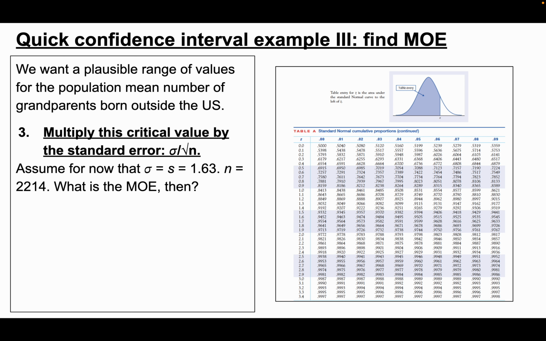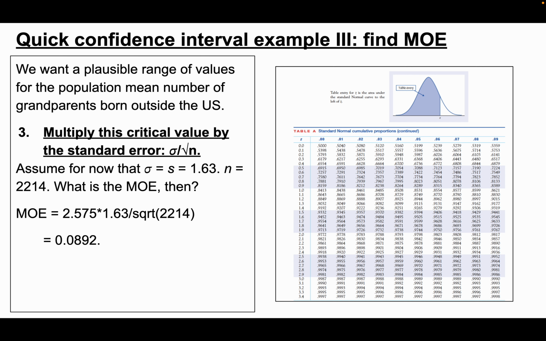So now we multiply the critical value by the standard error. Assuming for now that sigma is equal to s and we know this, s is equal to 1.63. That was just given by the data. N was 2214. That's also just given by the data. So what's our margin of error then? The margin of error would be the number of standard deviations, 2.575, multiplied by the size of the standard deviation on the sampling distribution, which is this quantity here. That happens to work out to be 0.0892, which is yet another case of the standard error being about this size. That's not terribly surprising since we're working with data from the GSS, so the Ns are all pretty similar.